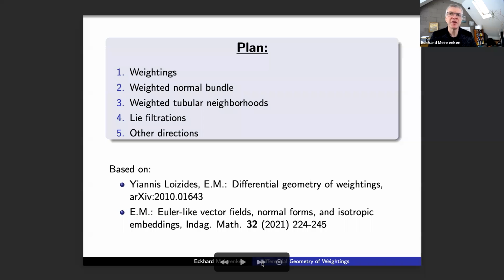All this is mostly based on this paper with Yannis, titled the same name as the title of this talk, Differential Geometry of Weightings. And some aspects of it are in this published paper also on Euler-like vector fields and so on.